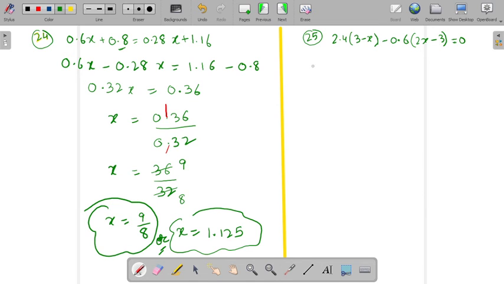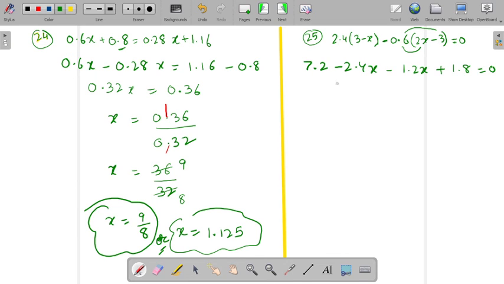Okay. Now come to the 25th question. This is also the same, which is in the form of decimal. So you will multiply the term, so it will become 7.2 minus 2.4x, and since it is minus sign, make sure about the sign here. So minus 1.2x plus 1.8 equals 0, because minus minus will become plus. So 0.6 multiply 3, you will be getting it as plus 1.8.